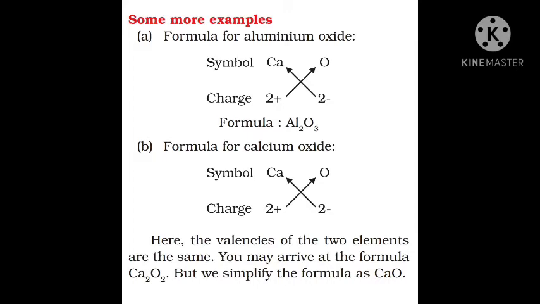Formula for calcium oxide. Symbol of calcium Ca, oxygen O. Charge Ca2+, for oxygen also 2-. The valencies of the two elements are the same. So you are getting the formula as Ca2O2, but we simplify the formula as CaO.